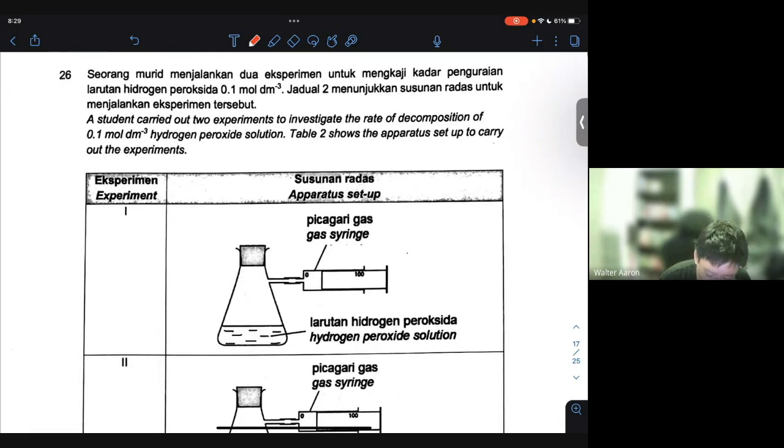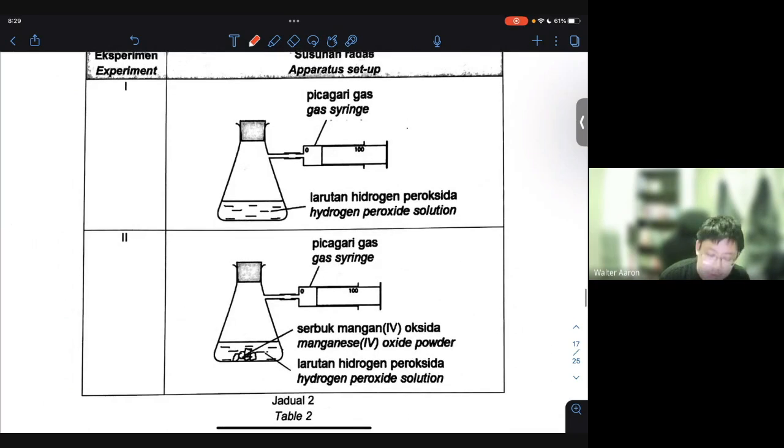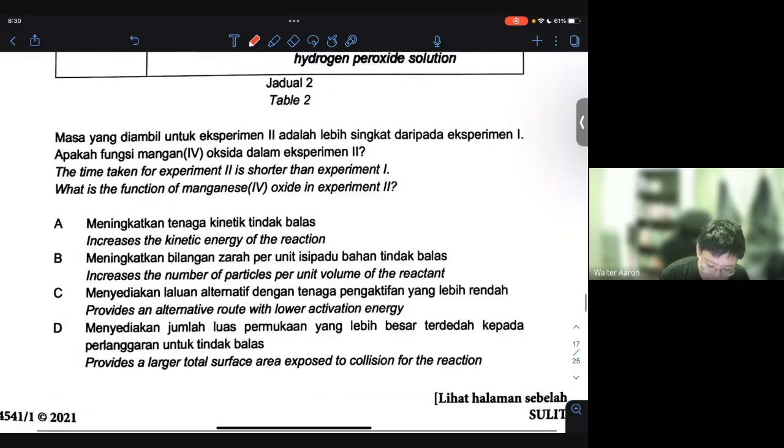26. A student carried out 2 experiments to investigate the rate of decomposition of 0.1 mol per dm cube of hydrogen peroxide. Table 2 shows the apparatus set up to carry out the experiment. We have a gas syringe used to measure the amount of gas released. In the first experiment, there are no added substances, but in the second one you add extra manganese(IV) oxide powder, which can serve as a catalyst to increase the rate of reaction. The time taken for experiment 2 is shorter than experiment 1.